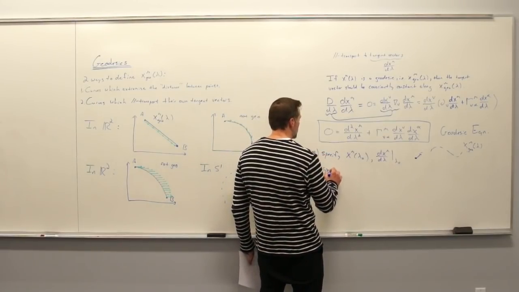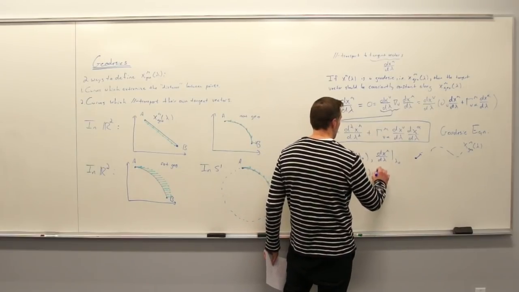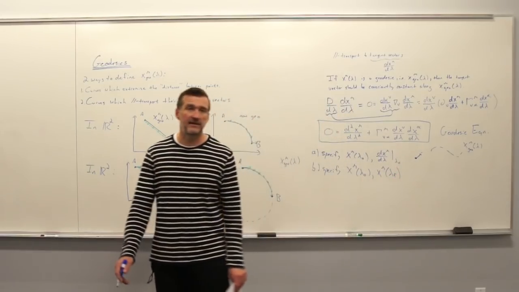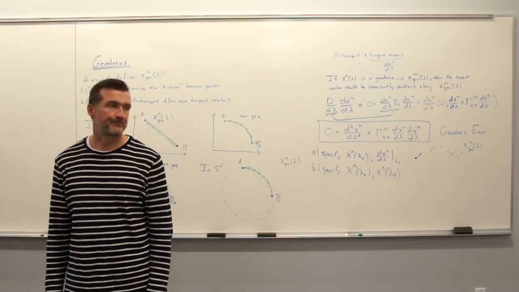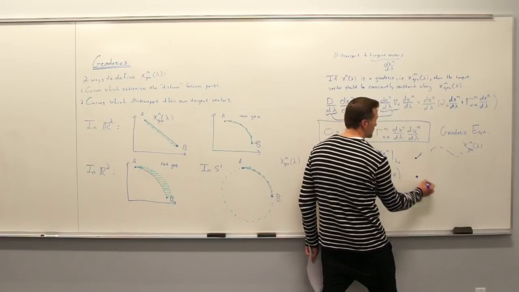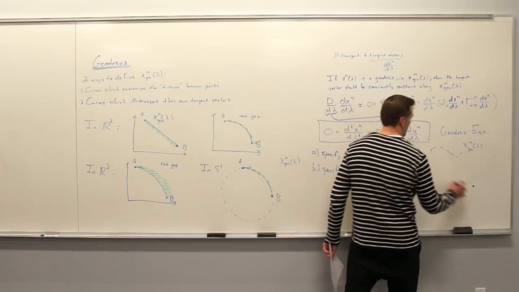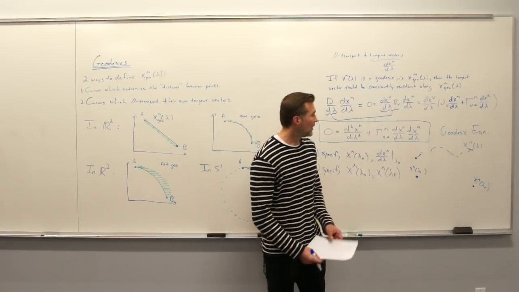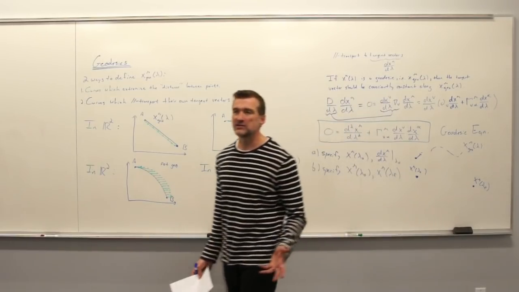Alternatively, we can specify an initial position and a final position. All we need is two pieces of information. But if we specify an initial position and a final position, then when we solve the equation, we're finding the path which extremizes the distance between those two points.